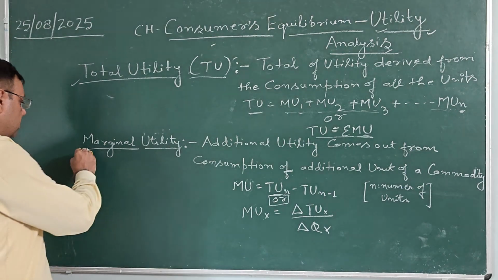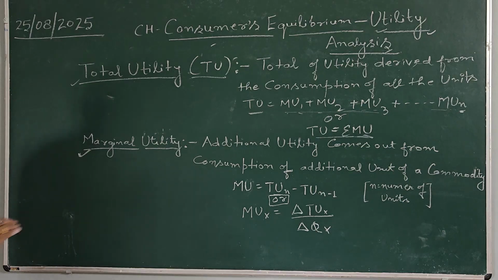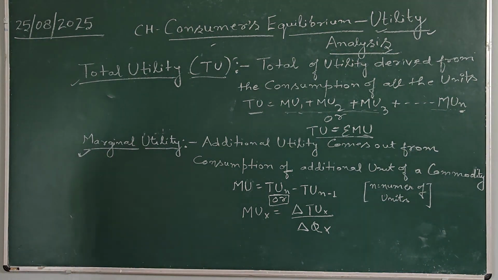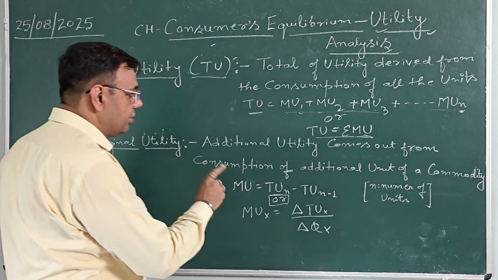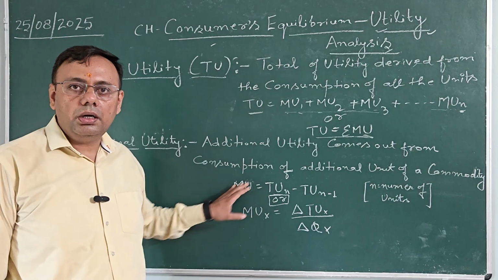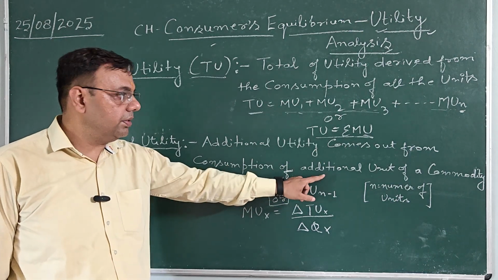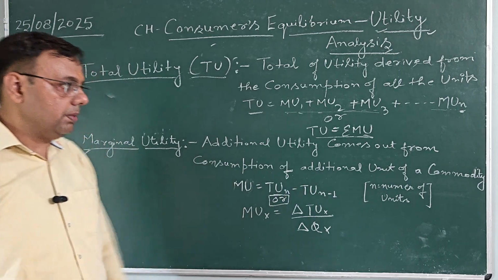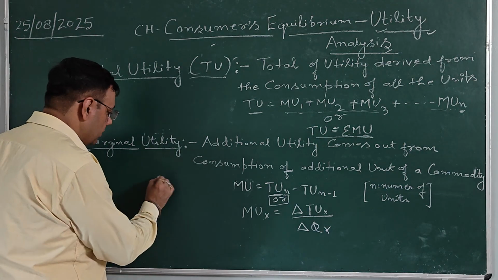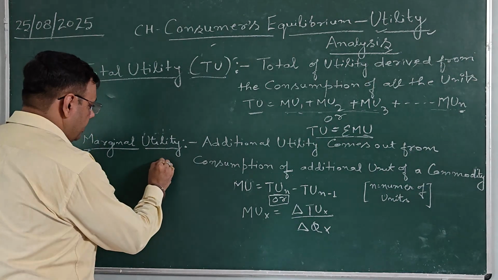Now marginal utility, this is a very important concept. You have to know about it. Marginal utility refers to the additional utility that comes out from the consumption of an additional unit of a commodity. Suppose we consume 6 units of a commodity. Here is total utility.